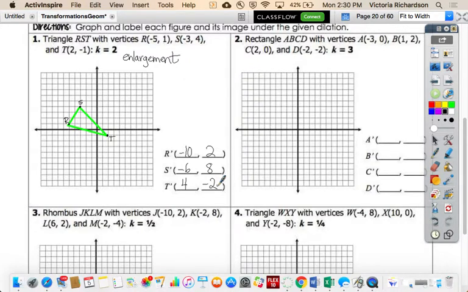Now I'm going to graph my new ordered pairs. So negative 10, positive 2. I start in the middle. 1, 2, 3, 4, 5, 6, 7, 8, 9, 10. Positive 2. And that's R prime.